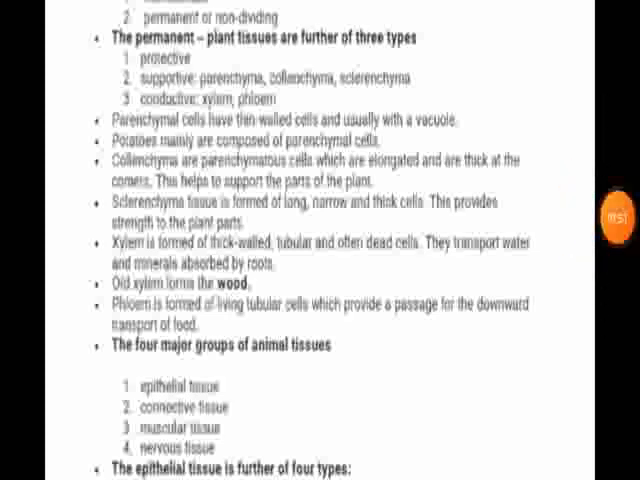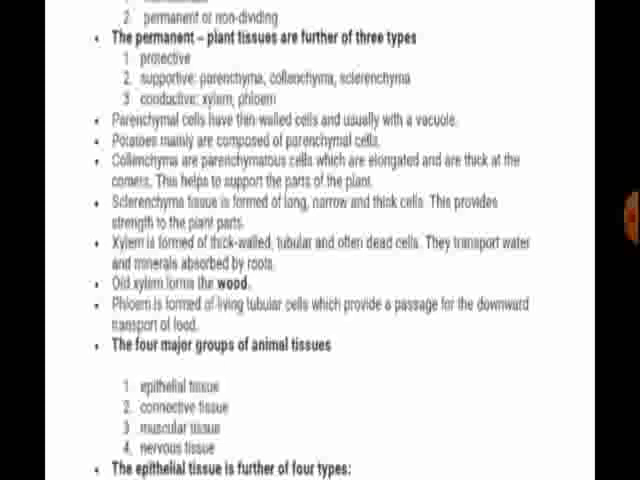Next, collenchyma, or parenchymatous cells which are elongated and thick at the corners, and this helps to support the parts of the plants.